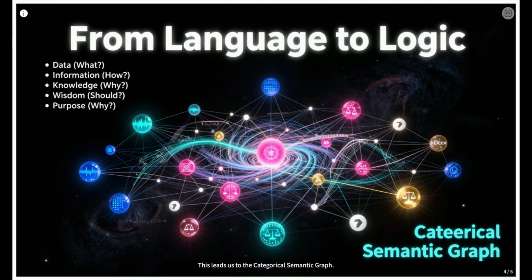This leads us to the categorical semantic graph. Imagine a network where nodes are data points, information links, knowledge rules, wisdom strategies, and purpose goals. Edges show how they connect. Suddenly, language isn't just fuzzy human stuff. It becomes a structured, potentially computable system. We can check for consistency, find reasoning paths, even compare how different people or AI understand the same thing. It turns subjective interpretation into objective analysis.